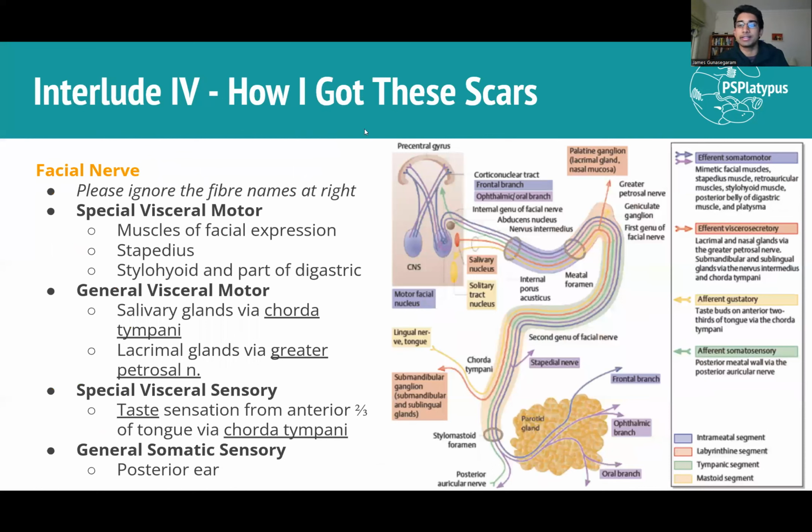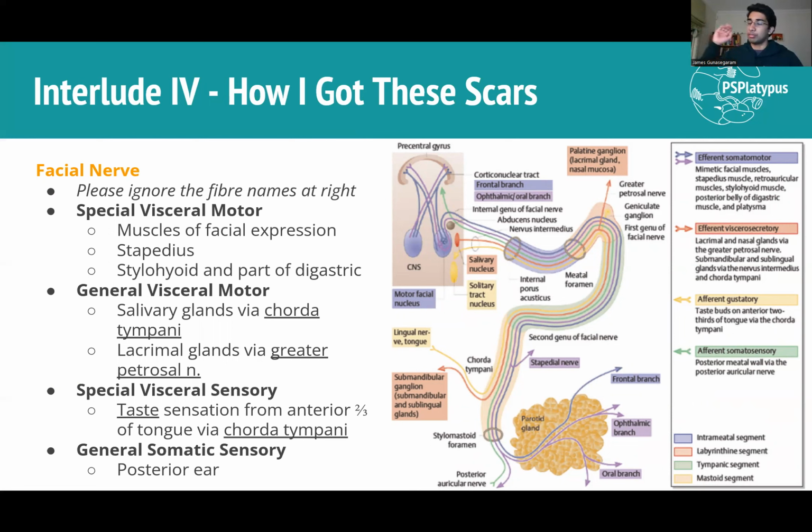All right, again, it's time to talk about cranial nerves. This time I'm going to talk about the facial nerve. This is a good diagram. Unfortunately, it uses some very weird names for the types of fibers, so ignore those for a second. We're just going to talk about the types in Monash terms. Monash likes to use a three-part structure to the name of different types of fibers in the cranial nerves. The first one is general versus special.